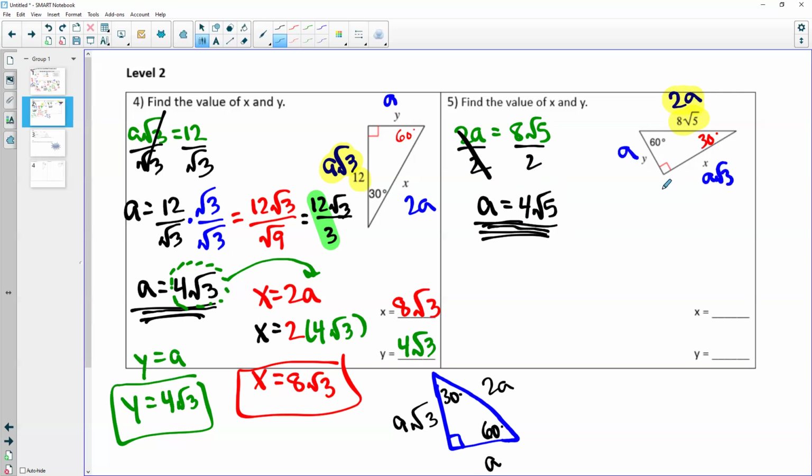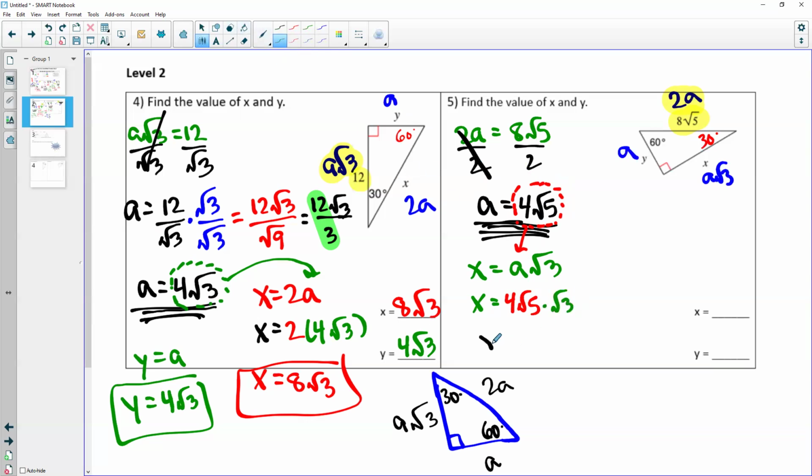And we need to find the value of x and y here. Okay, so I'm just going to start with x since I'm going in order here. X is equal to A multiplied by the square root of 3. Well, we already know what A is. A is 4 square root of 5. So we're going to plug that in to the equation that we just wrote. So x is equal to 4 square root of 5 times square root of 3.